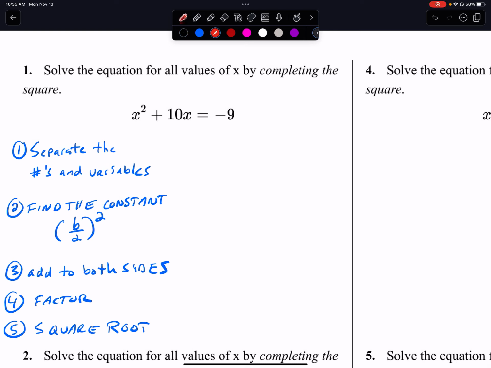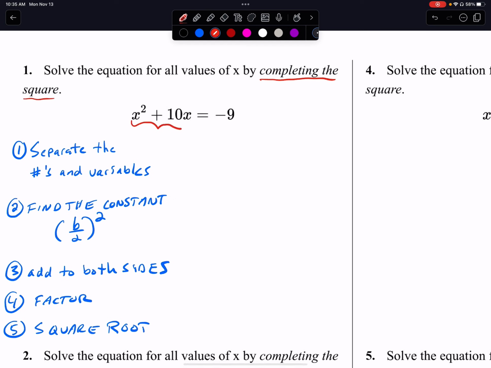Okay, what we're going to talk about today is called completing the square. There are about 5 steps for this. The third step can be changed a little bit, but we're going to keep it consistent by adding to both sides right away. All right, step one is separate the numbers and the variables.